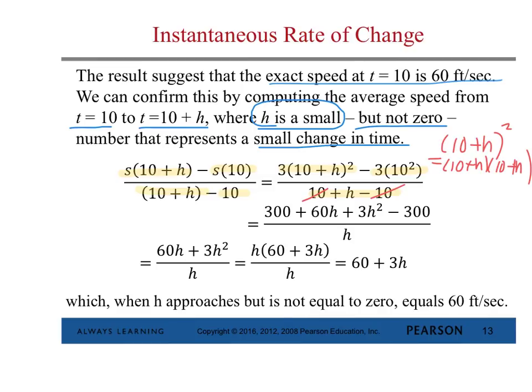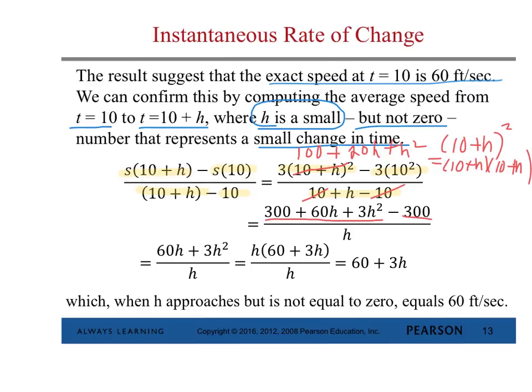And so 10 times 10 is 100, plus 10h plus 10h is plus 20h, and then h times h is h squared. So 10 plus h quantity squared is 100 plus 20h plus h squared, and when we multiply that by 3, we get 300 plus 60h plus 3h squared. And then, of course, 3 times 10 squared is 3 times 100, which is 300.